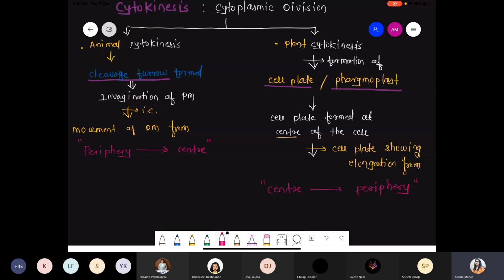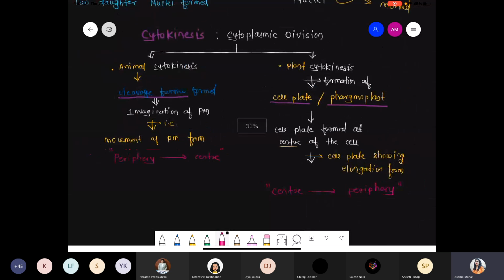The division pattern is different. When we are talking about animal cytokinesis, there is a formation of the cleavage furrow, and in this cleavage furrow there is an invagination of the plasma membrane. When you compare this point with plant cytokinesis, during plant cytokinesis there is a formation of the cell plate, also called the phragmoplast, and it shows movement from center to periphery. Clear? This point is clear, everyone?